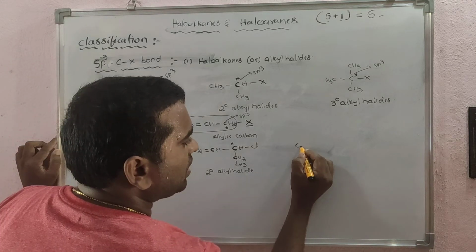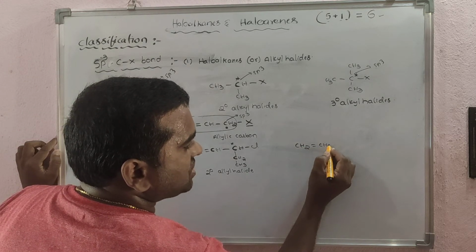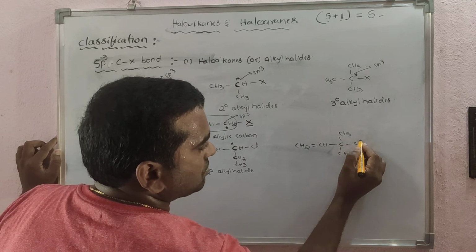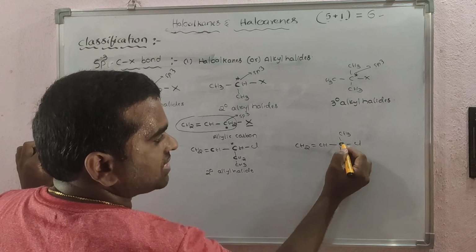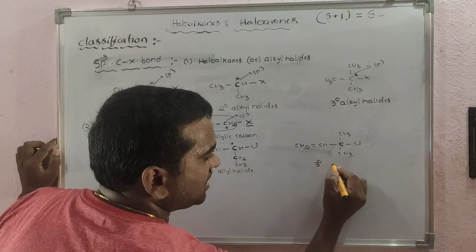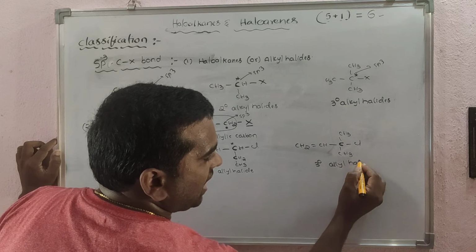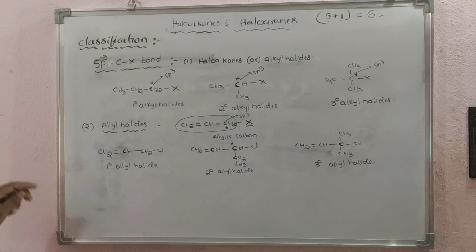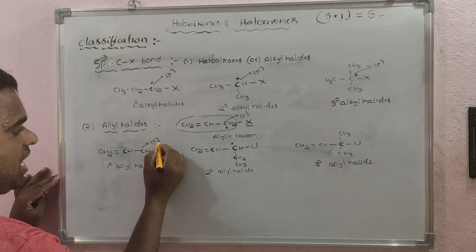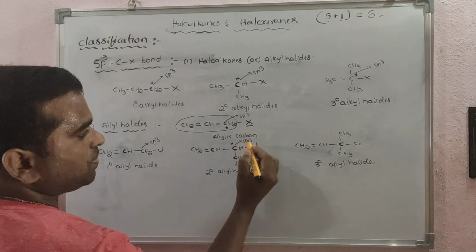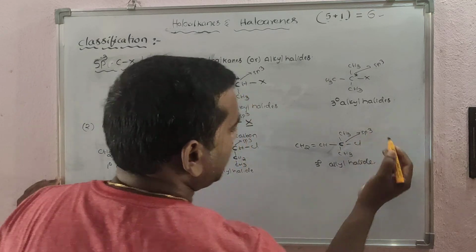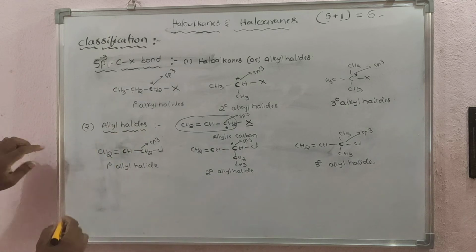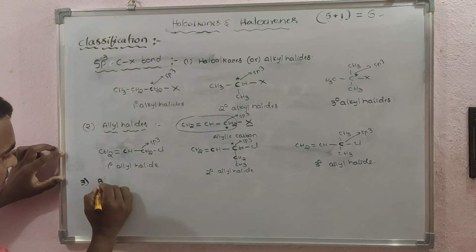Tertiary. Tertiary means what? The halogen attached carbon should be attached to 3 carbon atoms, and because it is 1, 2, 3, this is a tertiary allyl halide. Clear? This is another classification. In this also, you see this is sp3 hybridized carbon, and this is also sp3, and this is also sp3. See here, sp3 C-X bond. And the third category is here, that is benzyl halides.